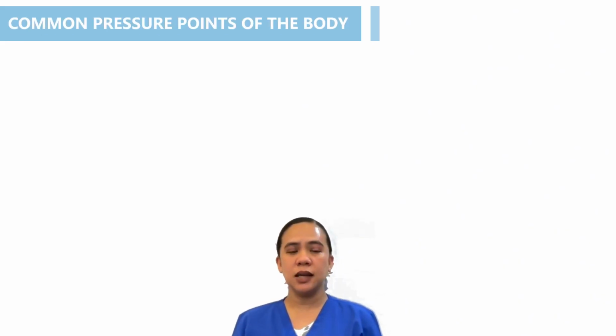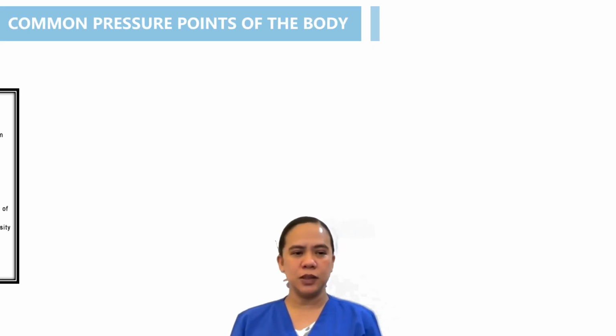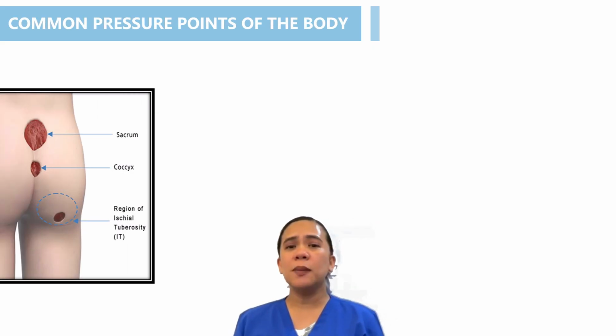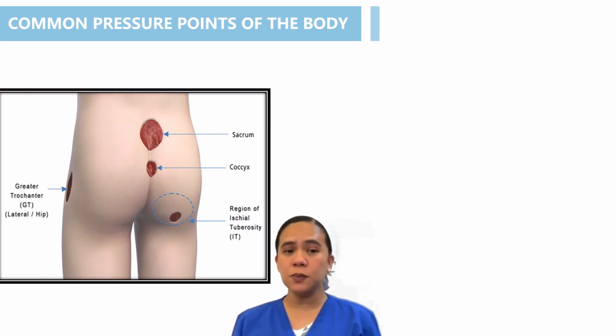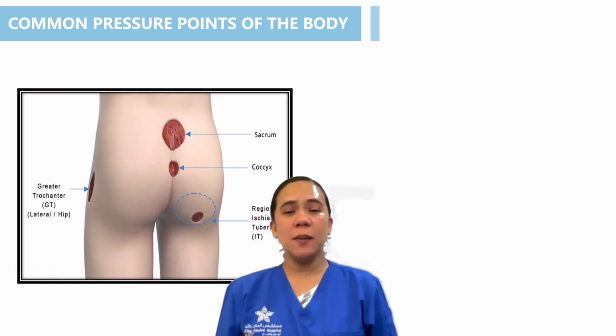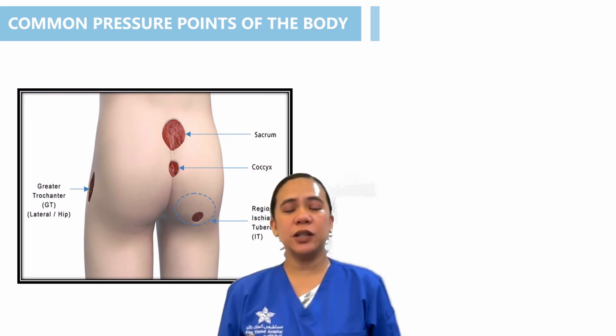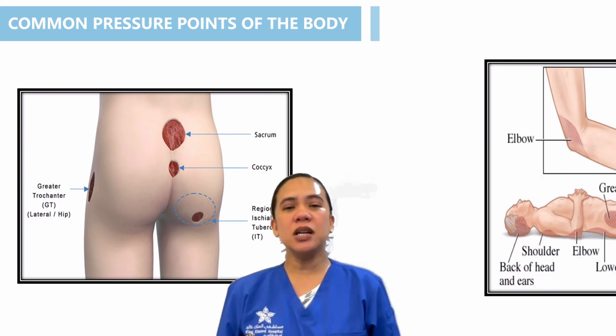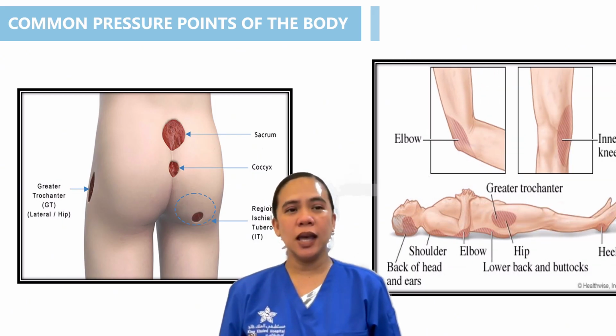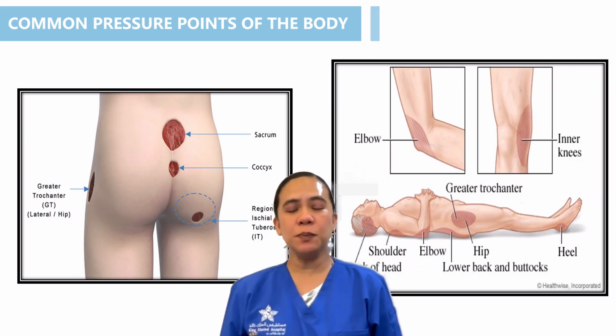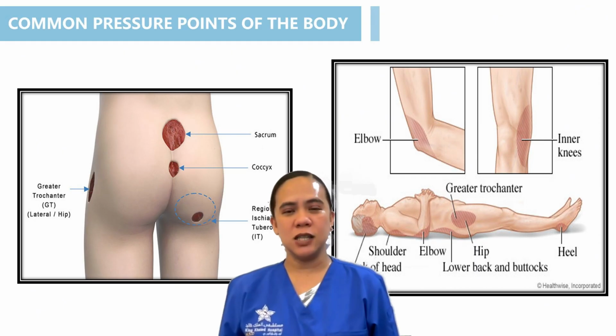Now that we have identified who is most at risk, let's talk about where pressure ulcers are most likely to develop. Certain parts of the body, especially over bony prominences, examples of which are the coccyx, sacrum, greater trochanter, inner knees, elbows, heels, hip, back, shoulder, and buttocks.